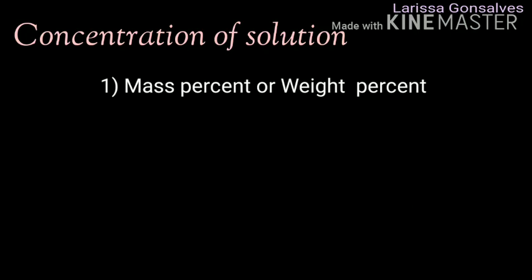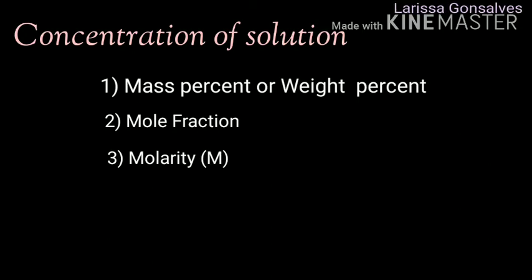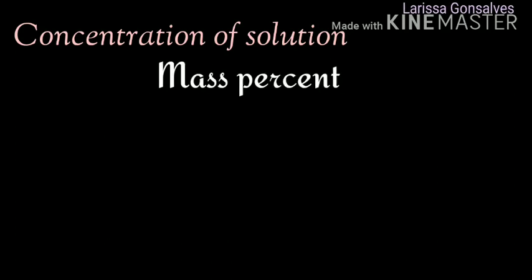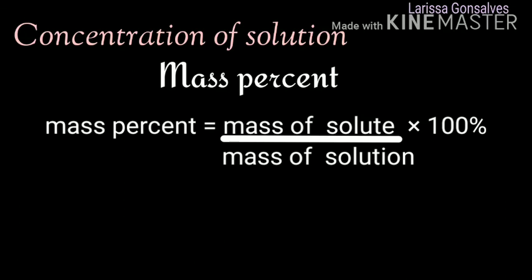First is mass percent or weight percent. Second is mole fraction. Third is molarity, which is denoted by capital letter M, and the fourth is molality, which is denoted by small letter m. So first we shall study about the mass percentage. It is obtained by using the following equation or relation. Mass percent is equal to mass of solute divided by mass of solution into 100%.